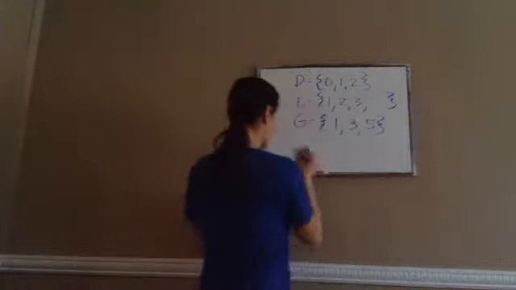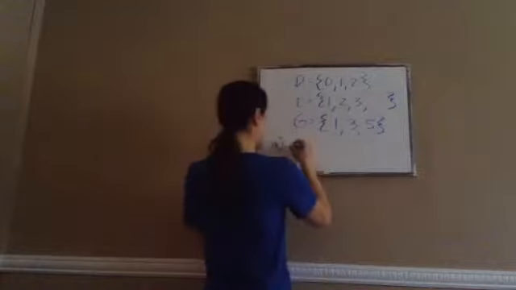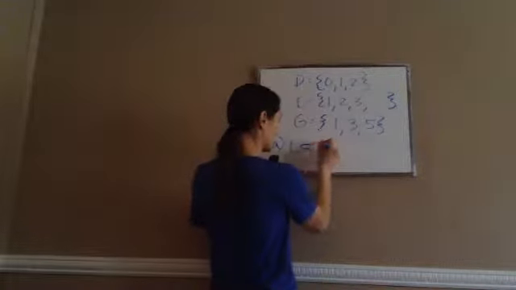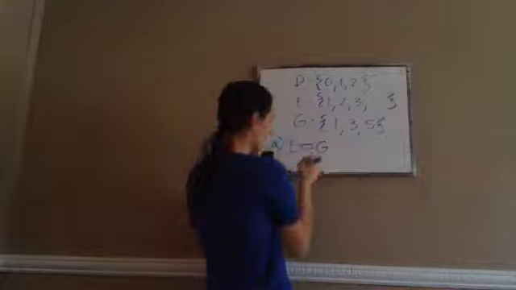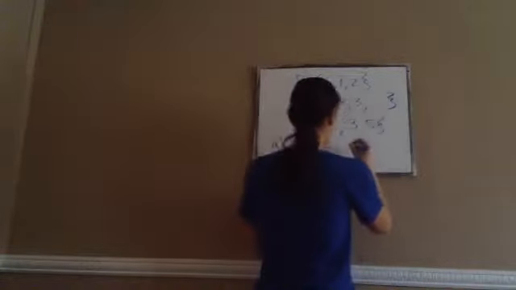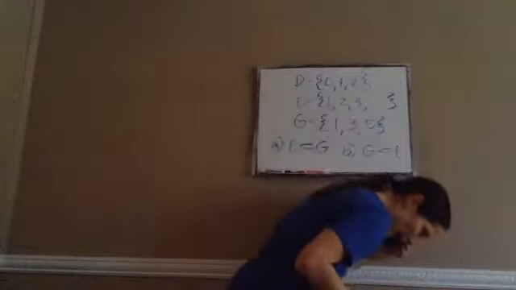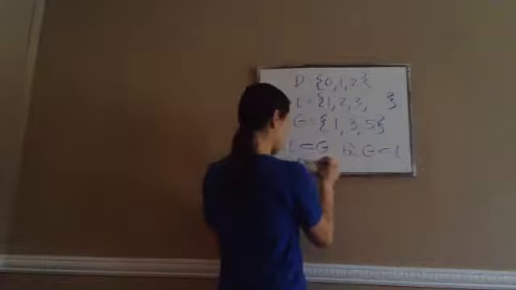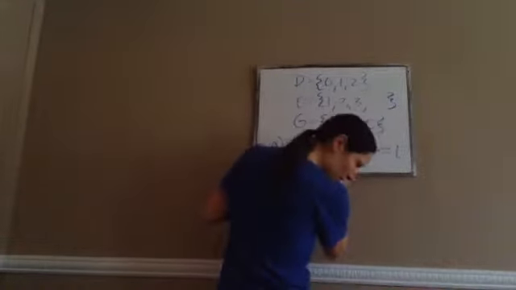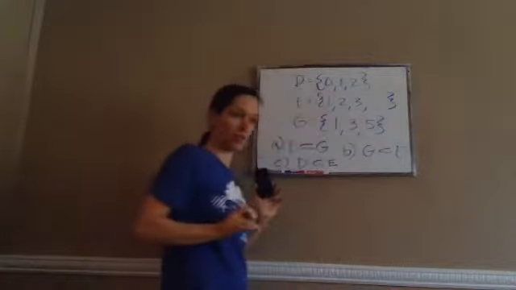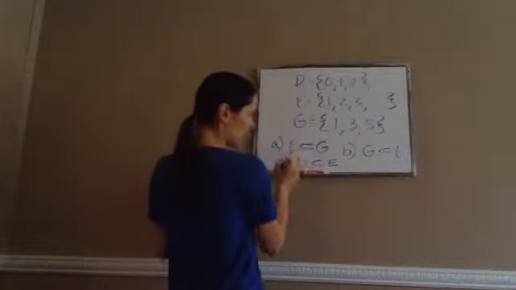So now, they want to know which ones are true and which ones are false. So, E, and then it's got this little subset symbol. A says E is a subset of G. B says G is a subset of E. And C says that D is a subset of E. Okay, can you see all those? Yes. Alright, so let's tell if it's true or false.